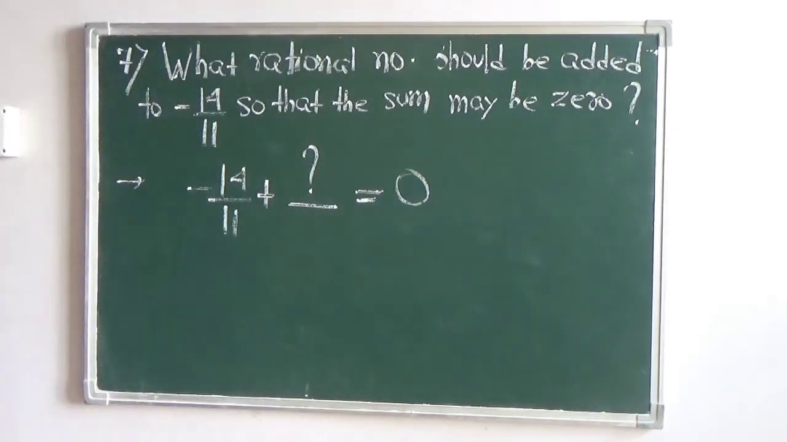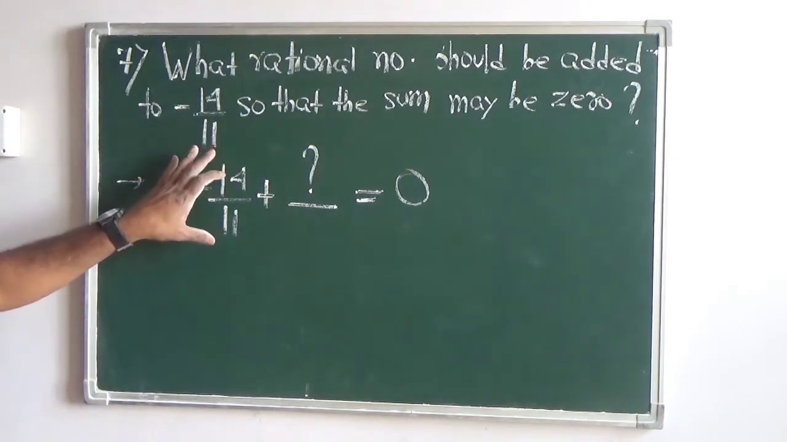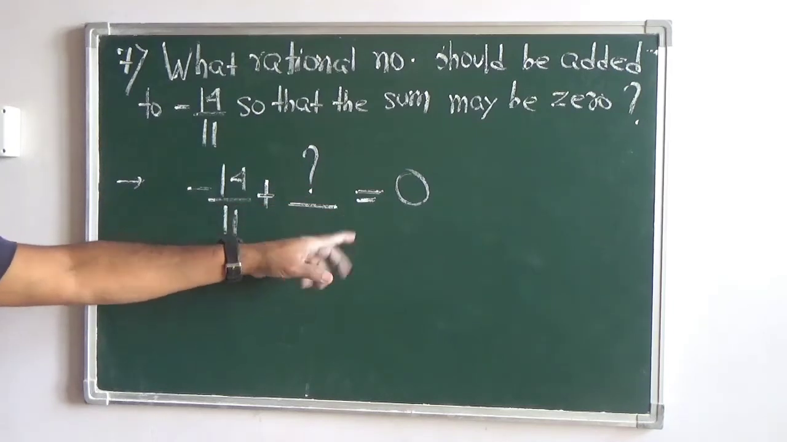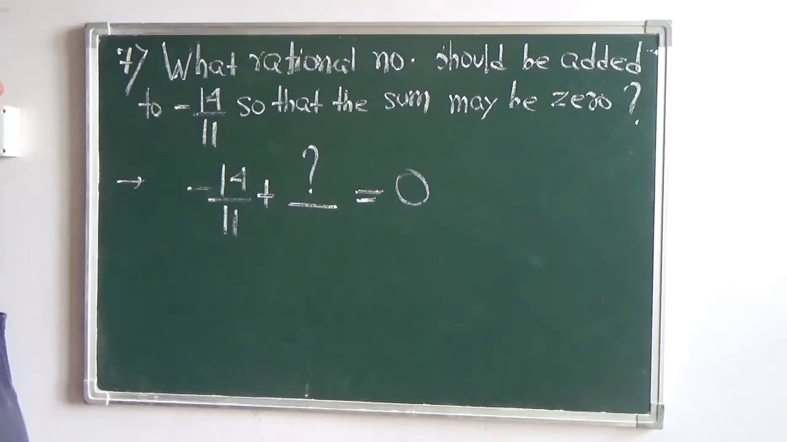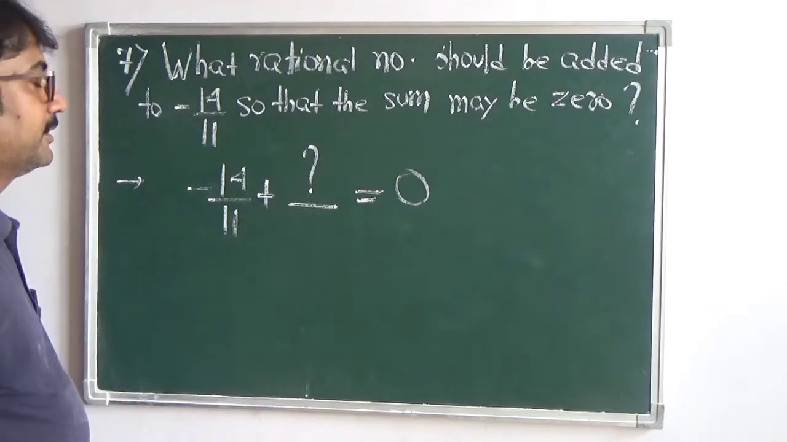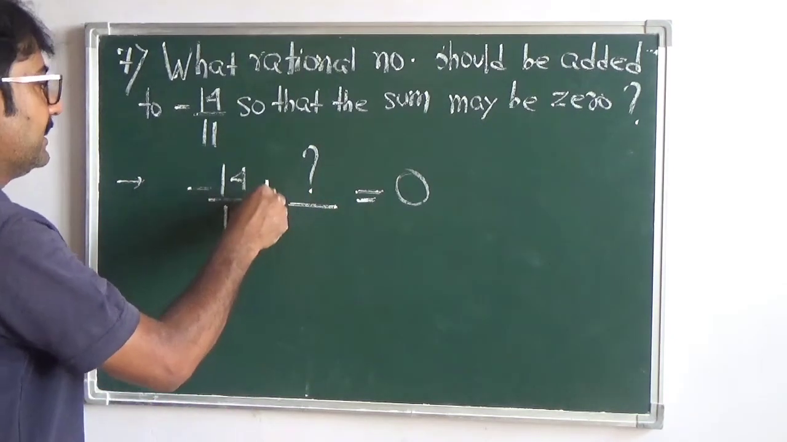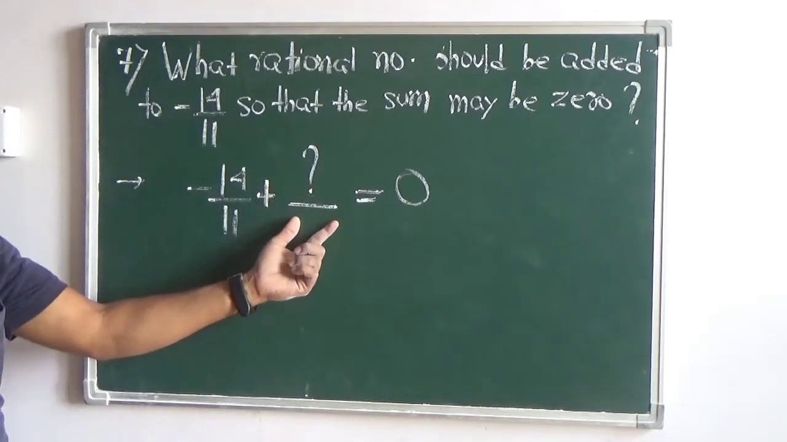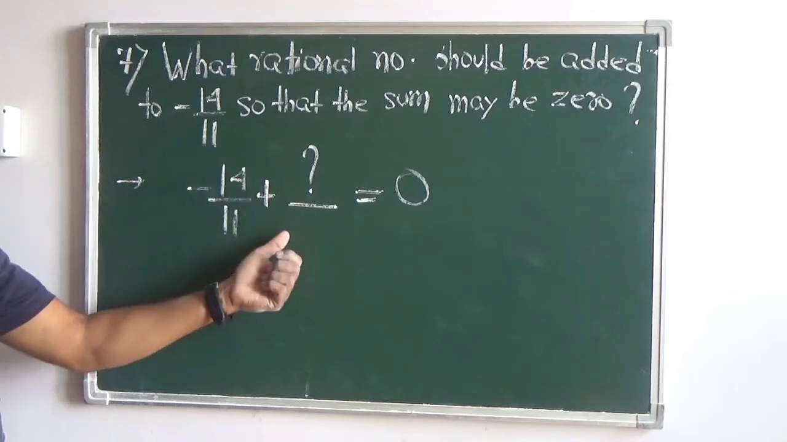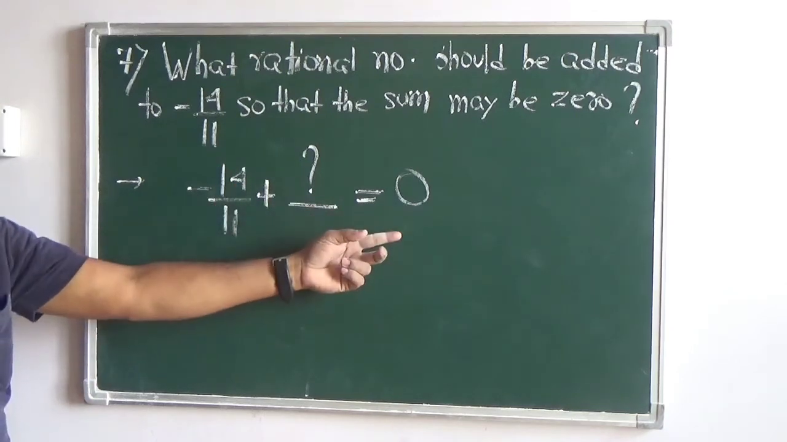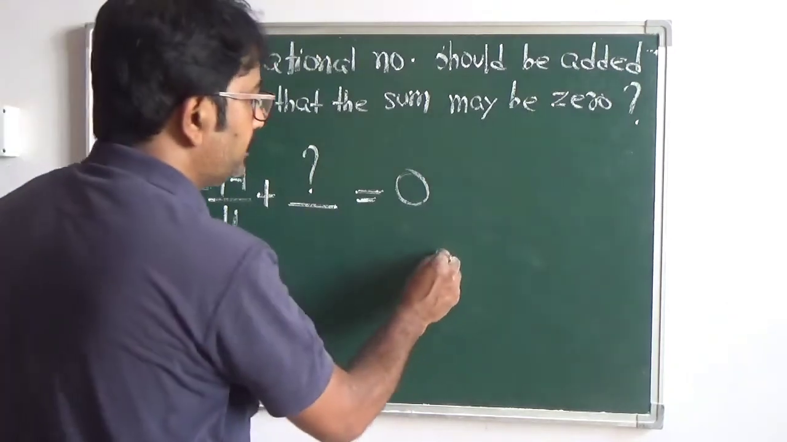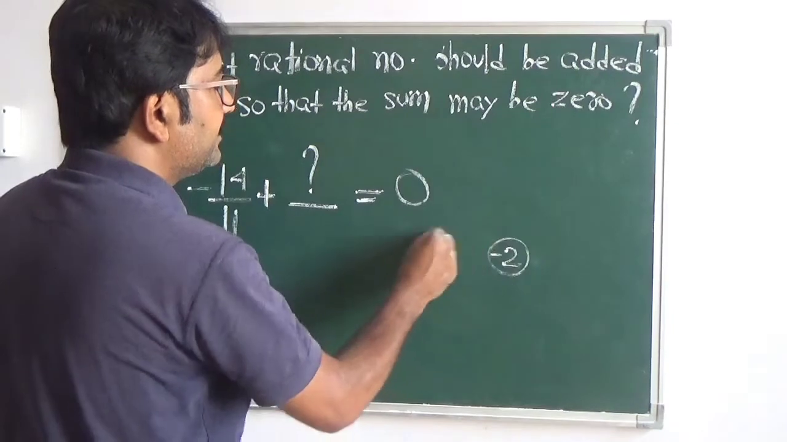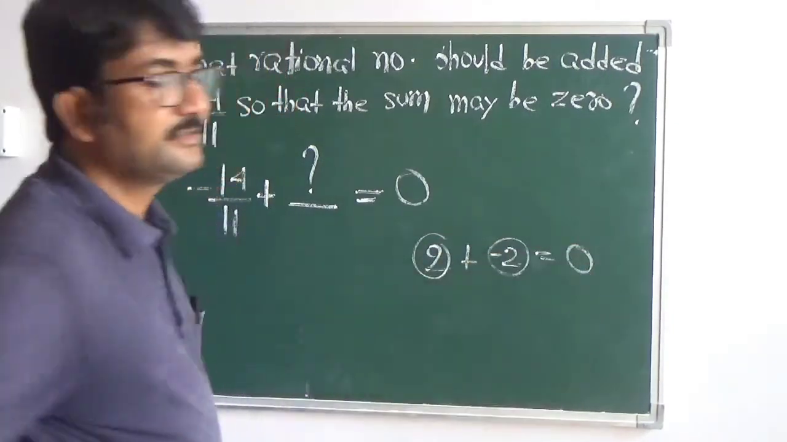Okay, so when you add the number to its negative, we know the final result is 0. So you can solve this by taking a variable, or you can apply the property, that is the additive inverse. The additive inverse of this is 14 by 11. If you add the additive inverse to this value, the final value will become 0. If 2 is the number, its inverse is minus 2. So if you add these 2, the final value becomes 0.